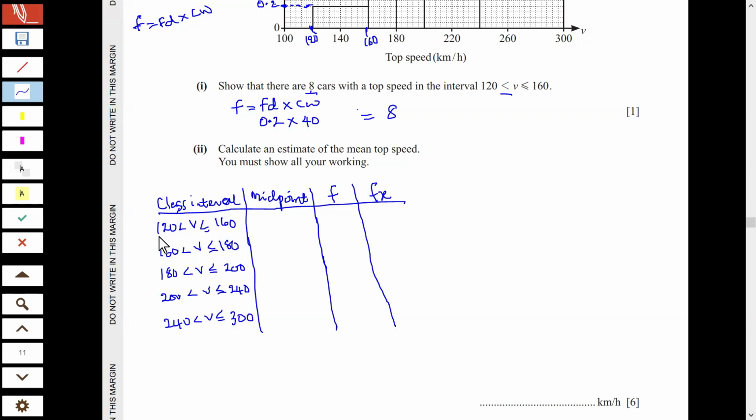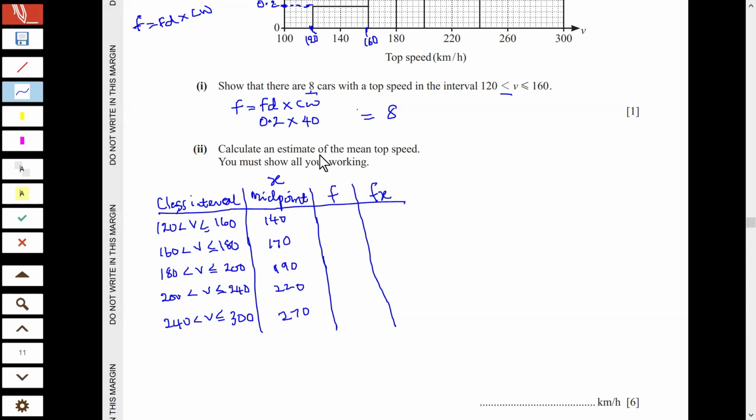The midpoint is gotten from the class interval. So you add 120 plus 160 and divide by 2. So it's just add and divide by 2 to give the midpoint, here x. So here 140, and this will be 170. Here we're going to have 190. Here will be 220. And finally, we have 270.